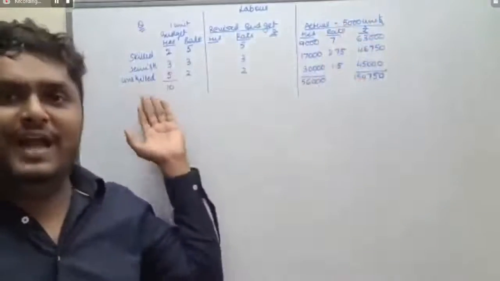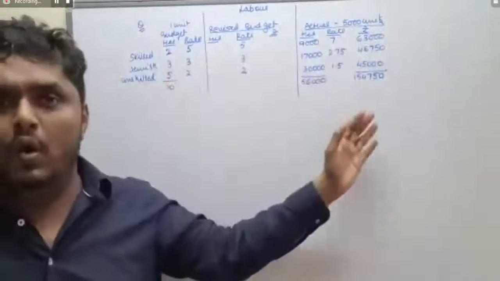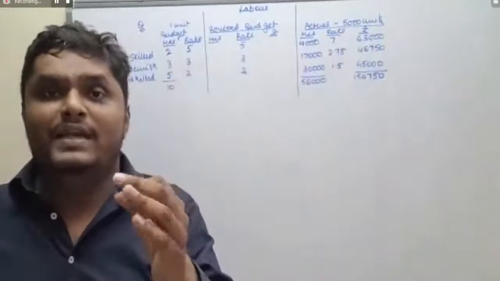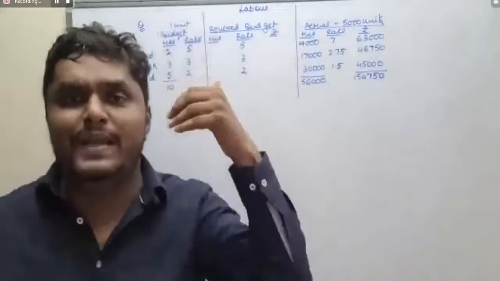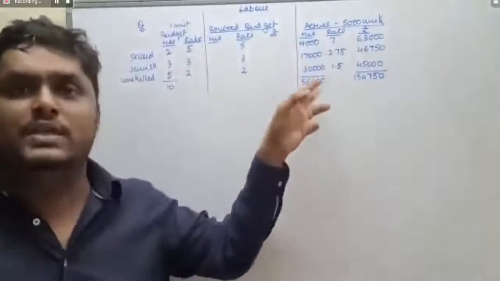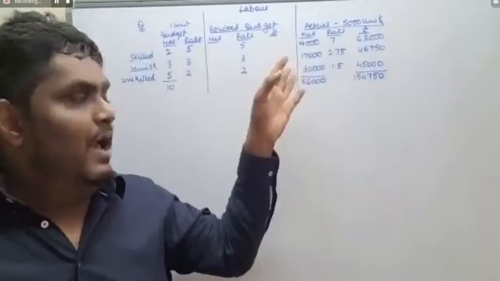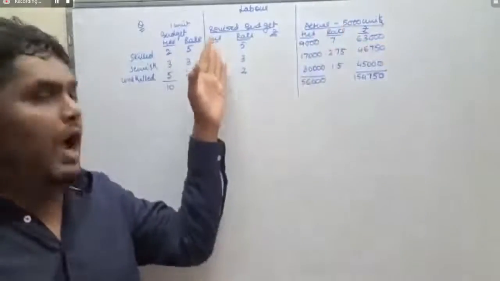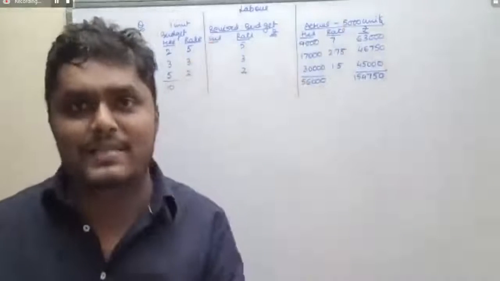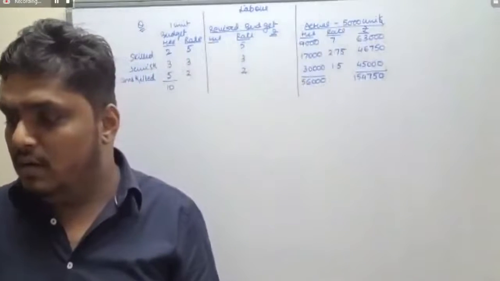Now, my first point, are these two figures comparable? No. Now, can we make it comparable? Yes. So, how much hours should actually be dedicated for 5,000 units? You guys need to calculate it. How much hours actually consumed? It is already given in the question. So, how much hours should actually be consumed? You guys have to answer now.